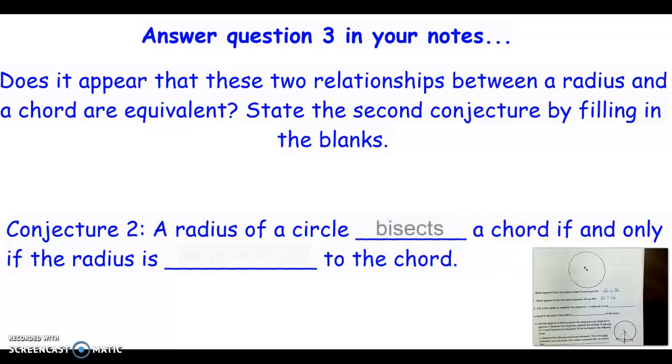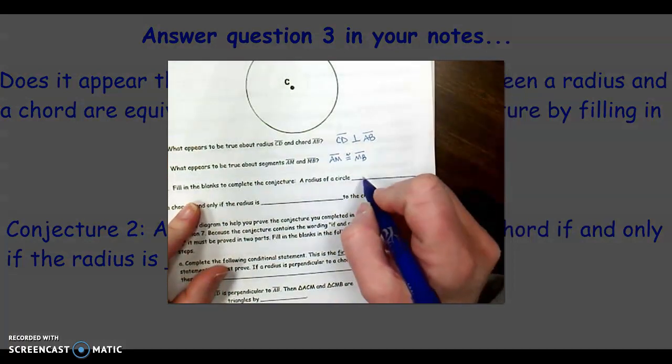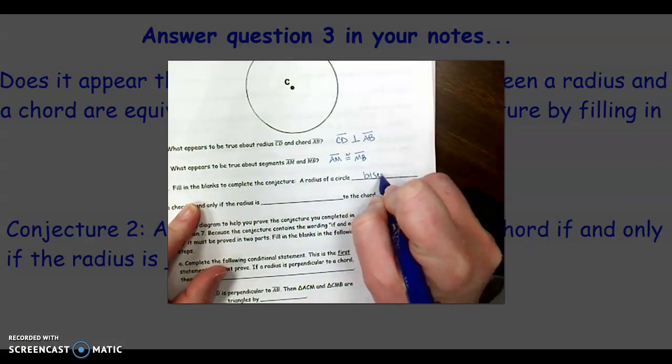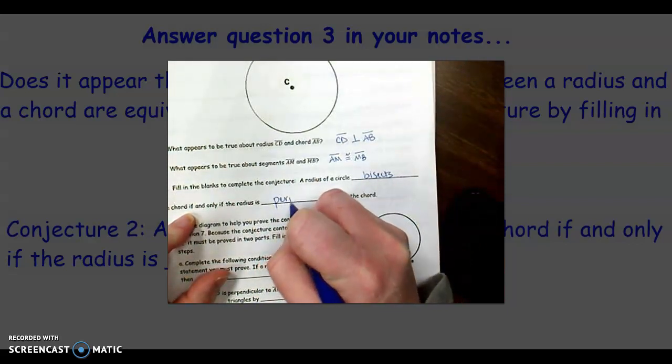It's called bisects. So a radius of a circle bisects a chord if and only if the radius is what to the chord? Remember, it had to create a right angle. And so two segments that create a right angle are called perpendicular. So this is our second conjecture. This is number 3 in your notes. It says a radius of a circle bisects a chord if and only if the radius is perpendicular to that chord.